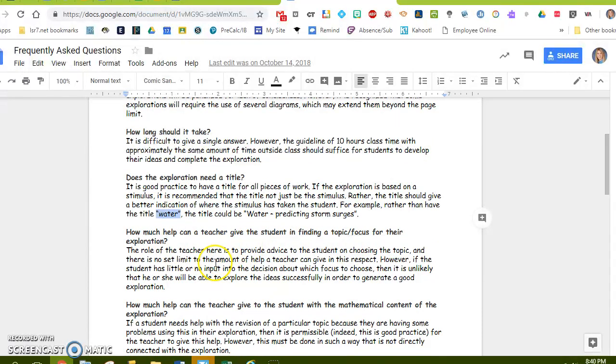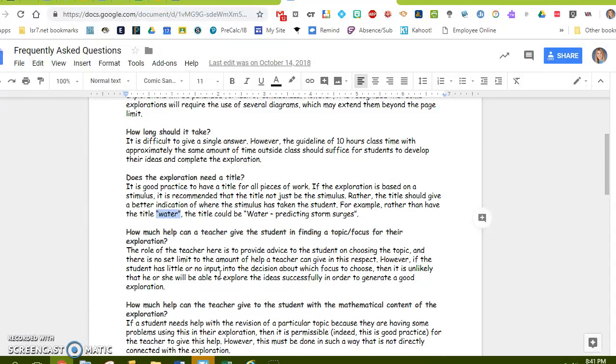Again, how much help can we get from a teacher? Can you get from a teacher in finding your topic or focusing your exploration? Again, we can provide advice to you on choosing a topic. So we can give you advice on that. There's really no limit to that. But if you have no input into that or you don't really think about that, then you're probably not going to be able to explore it and really show that you own it. And remember, you're trying to make sure that you can show ownership of that.